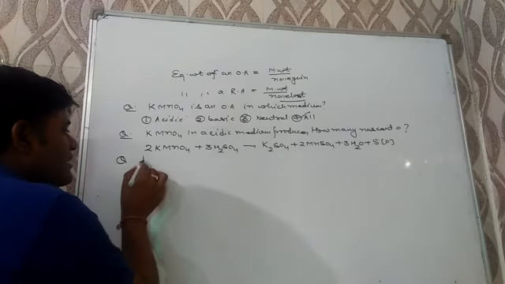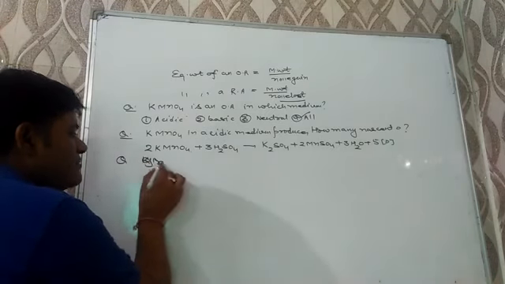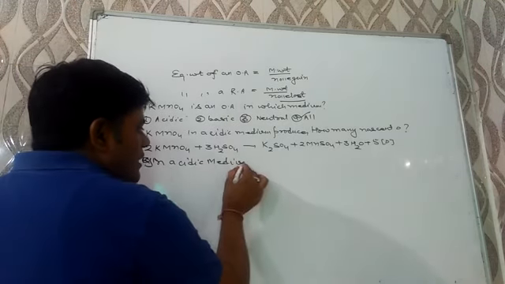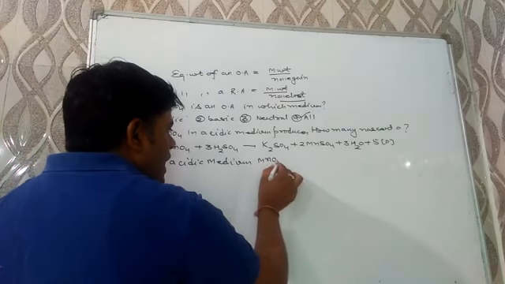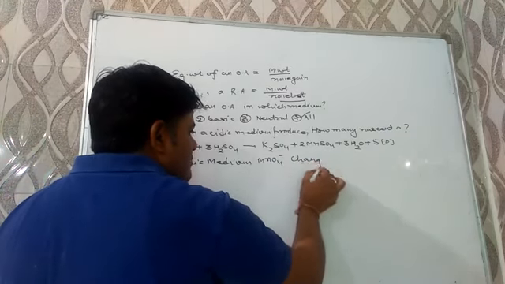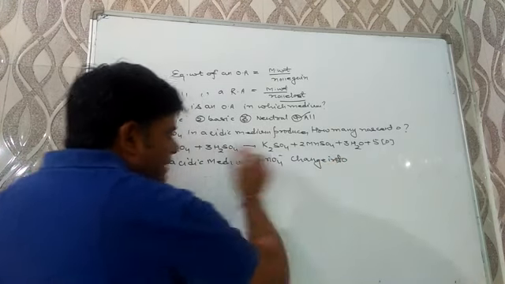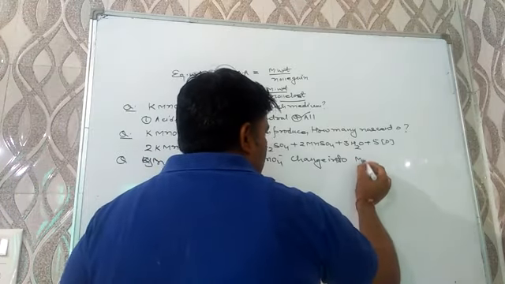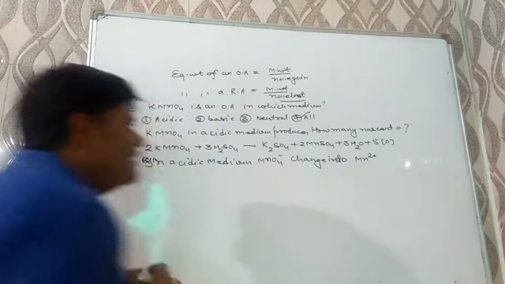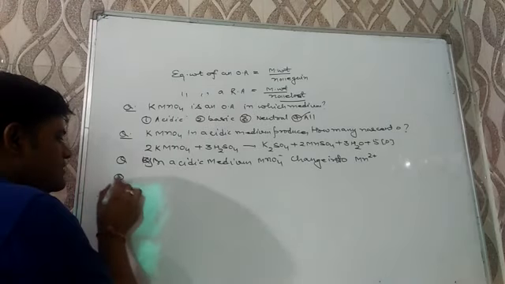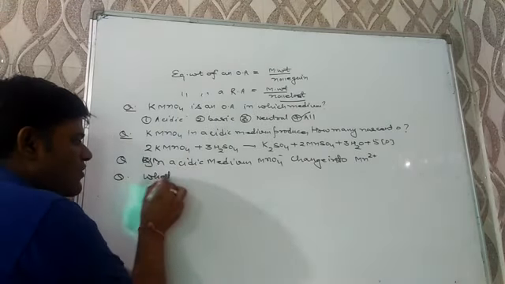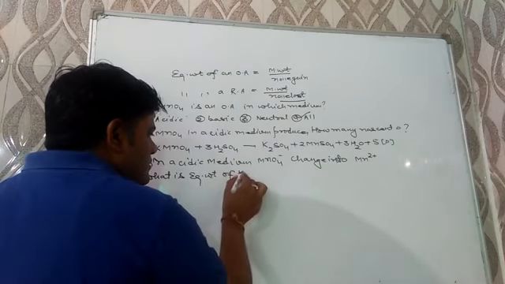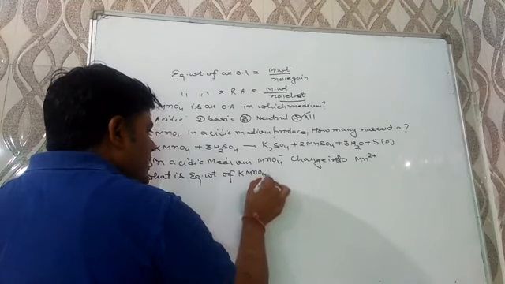Next, in acidic medium, MnO4 negative ion changes into which ion? From the given equation, when we remove the spectator ions, we get that MnO4 negative ion changes into Mn2 positive in acidic medium. Next, what is the equivalent weight of KMnO4 in acidic medium?